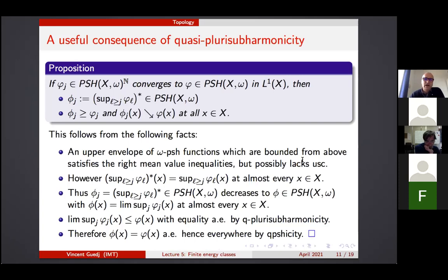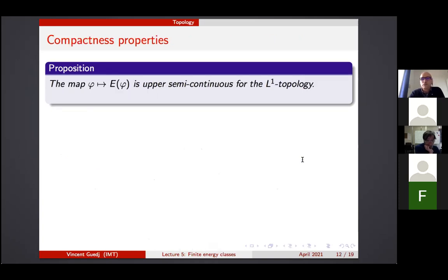Okay, it's probably too fast, but keep in mind this nice recipe. I start with a sequence phi j that converges in L1, and then I cook up this envelope that converges in a decreasing fashion. So let me use this fact on this recipe immediately in order to prove the following important property of the functional E.